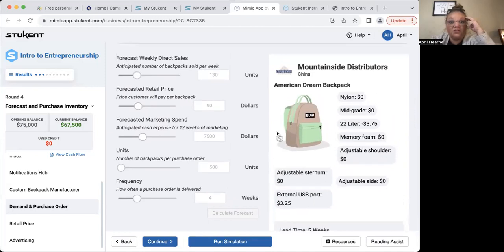Okay. So you had to forecast your weekly sales. Remember, on the business plan, he said the goal was between 500 and 1,000. So on this screen, I chose 130. That fell somewhere in the middle. I also said that we were going to charge $90 for the backpack. I don't know that 90 is better than 95 because I haven't gone back and done 95 yet.